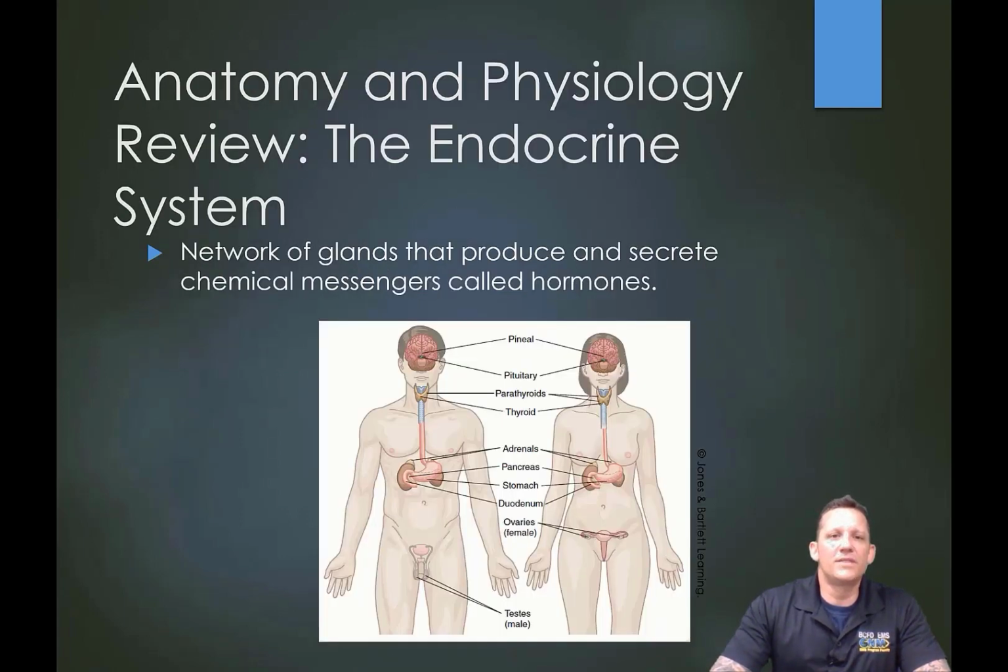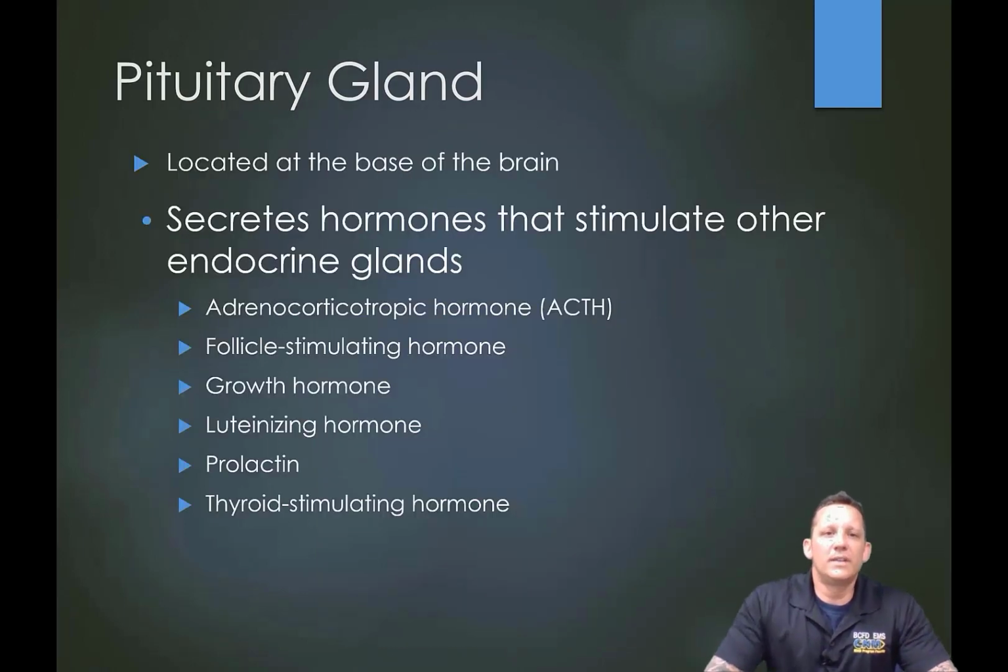Looking at the anatomy and physiology of the endocrine system, there's a network of glands that produce and secrete chemical messengers called hormones. And you can think of the pituitary gland as the master gland that is telling all of the other glands to do their thing, which is going to be to create their hormones or other cells or processes. So diving a little deeper into the pituitary gland, it's located at the base of the brain. It secretes hormones that stimulate the other endocrine glands.